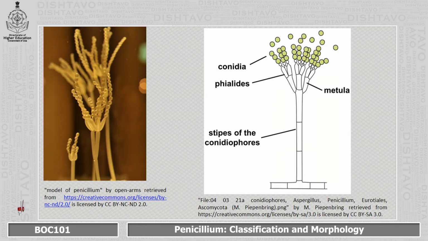This is the structure of Penicillium. This is the conidiophore or the stipe. Conidiophore branches, it produces metulae, and metulae at their tip produce conidiogenous cells, which are referred to as phialides in case of Penicillium. And at the tip of the phialide, we can see round structures which are called conidia.